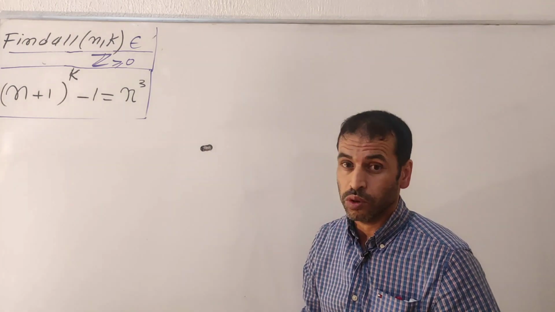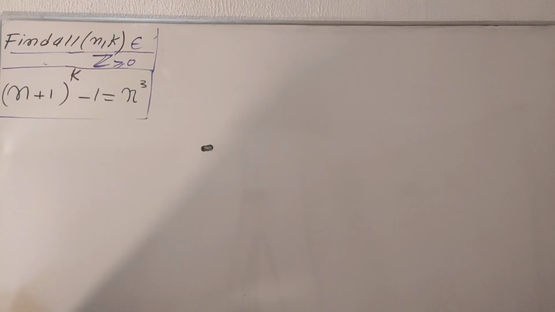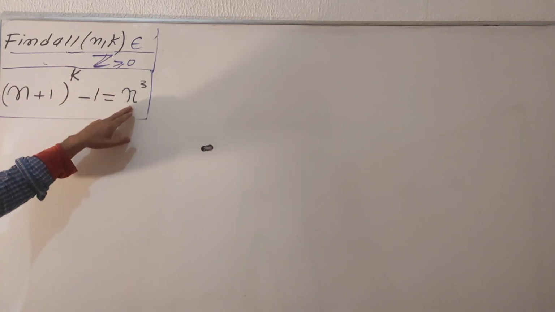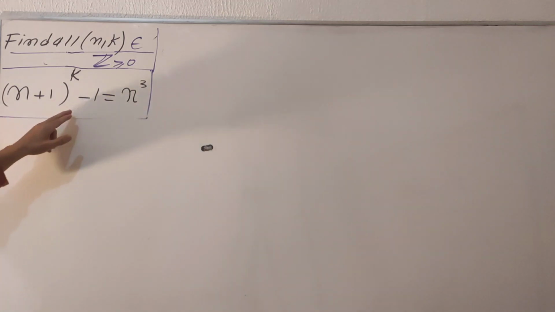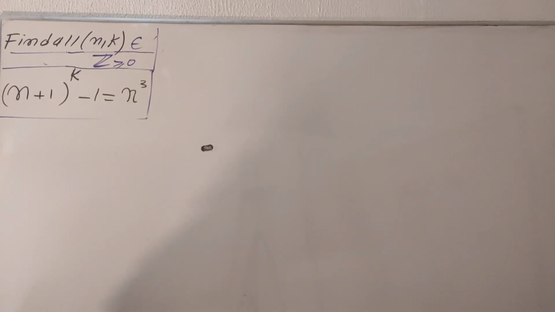So let's jump into this one to see what we're given. In order to solve this equation, we are going to determine the parity of n and k. Before we know the parity of k, we must know the parity of n first. Before we proceed with the parity, we must check the obvious cases first.